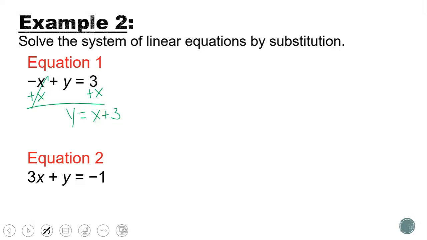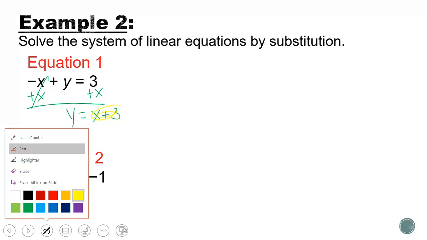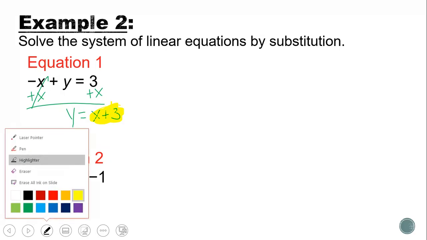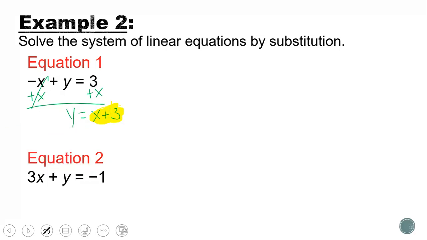Could I have solved for x? Sure. But I wanted to solve for y. Now I'm going to take this entire x plus 3, and I'm going to plug it in for y in my other equation. So this is going to replace y right there in my second equation. Now, notice there's no variable in front of it, so that's perfectly fine. We can think of it as a 1, or we can just replace y with that.